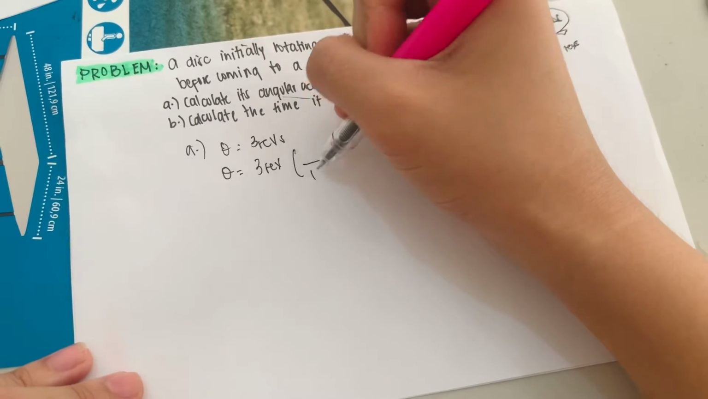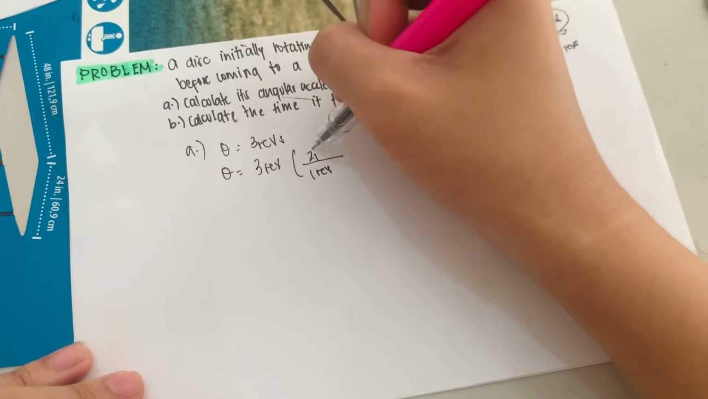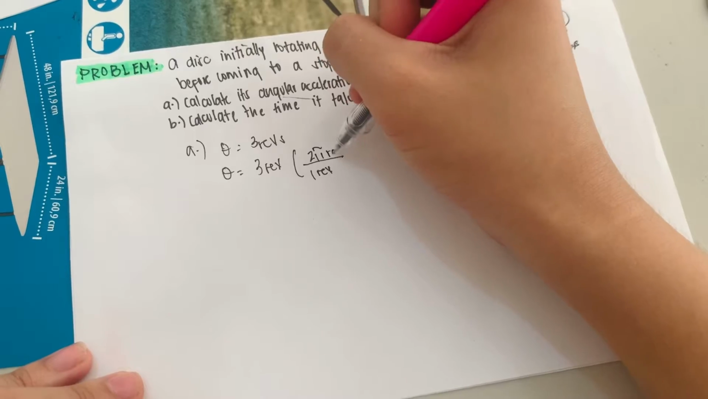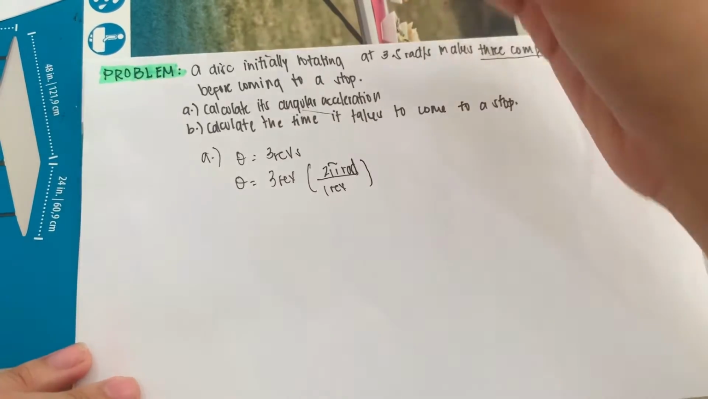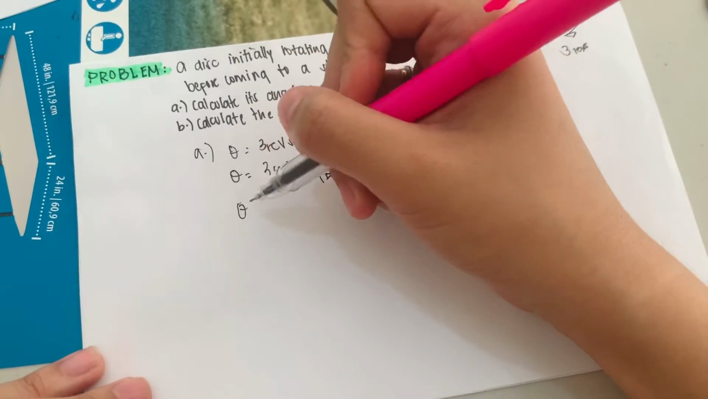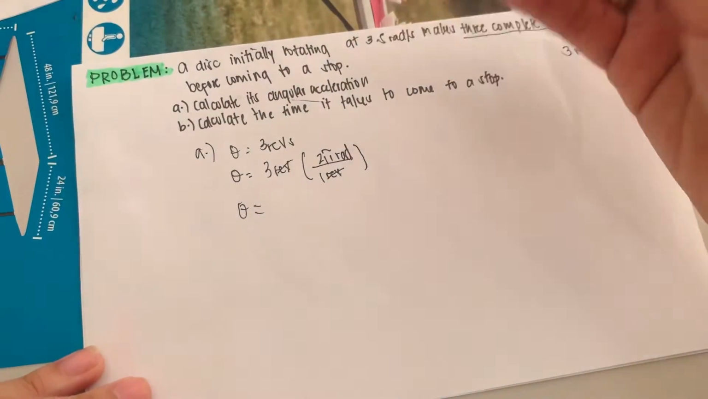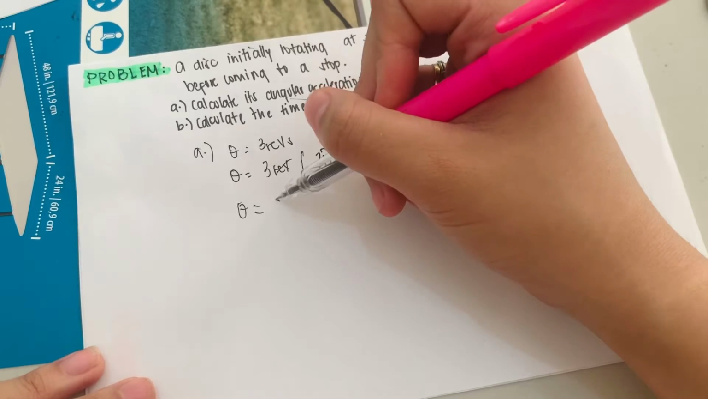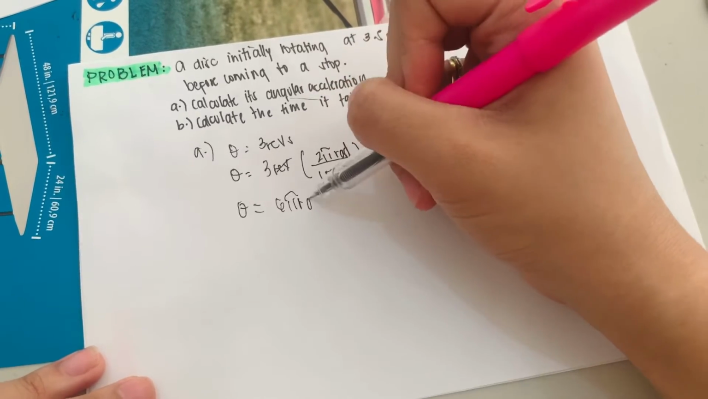So, 1 revolution is equal to 2 pi radian. So, pwede na natin i-cancel yung revolution dyan. So, by calculating the values, ang angular position natin is equal to 6 pi radians.